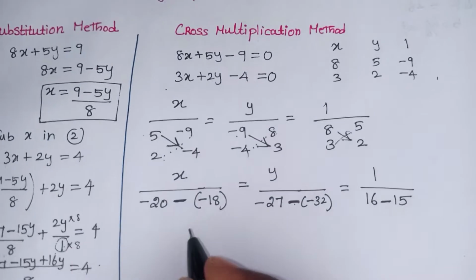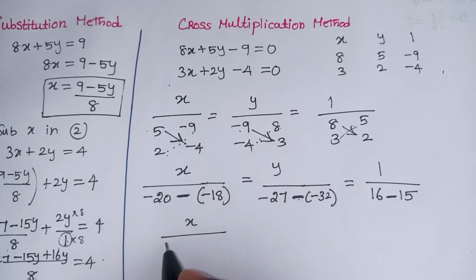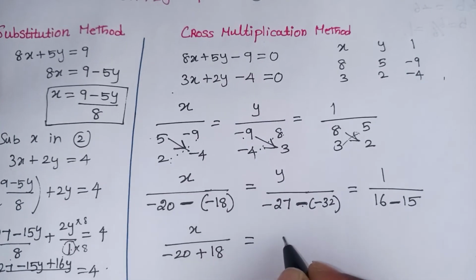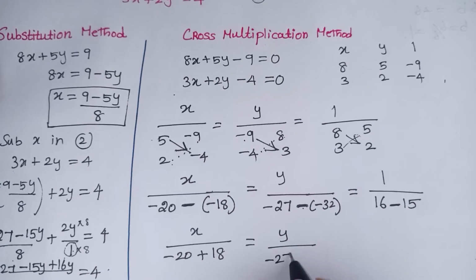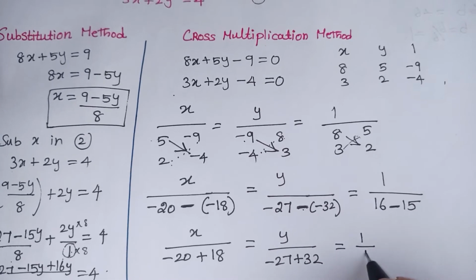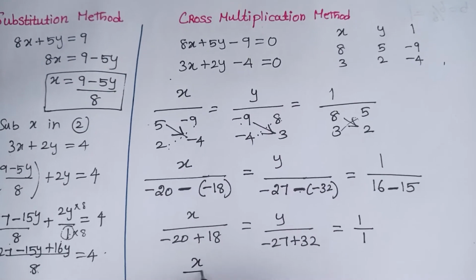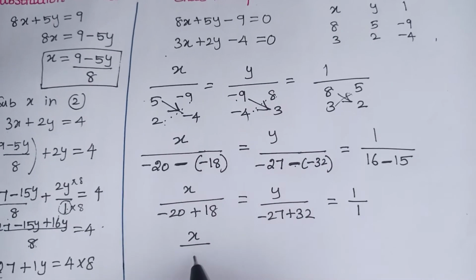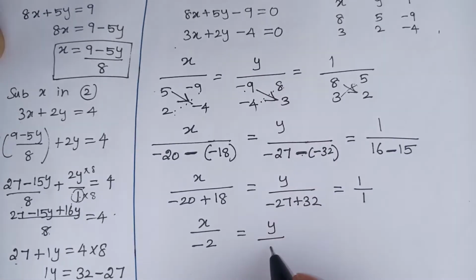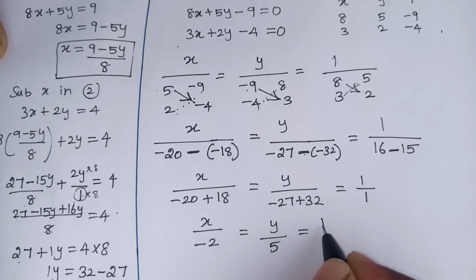We'll go for the simplification. So x by, this is minus 20, minus into minus will become plus 18. Here y by minus 27 plus 32, which is equal to 1 by 16 minus 15 is 1. Here we are getting x by minus 20 plus 18 is minus 2. This is y by 32 minus 27, which is actually 5, which is equal to 1 by 1.